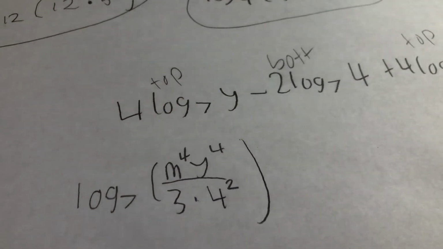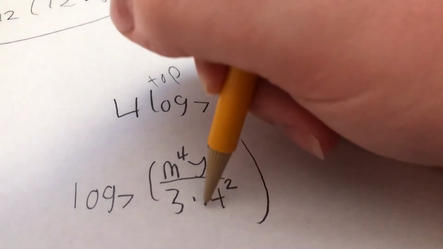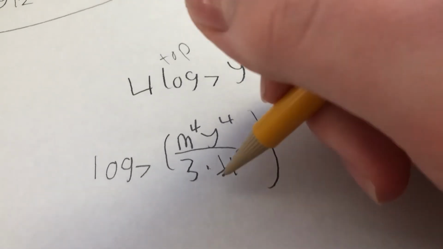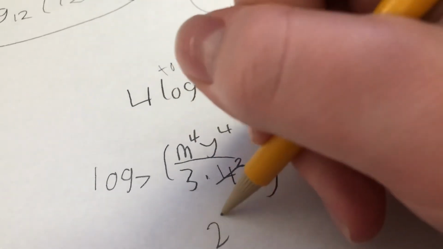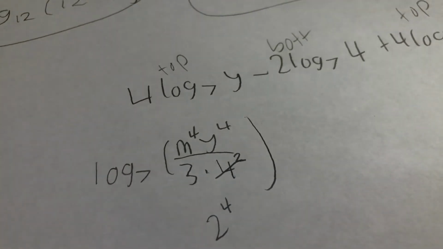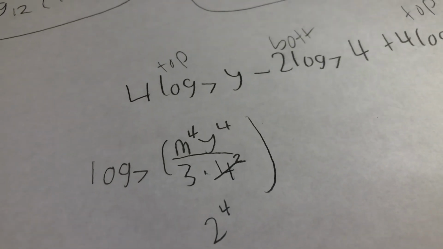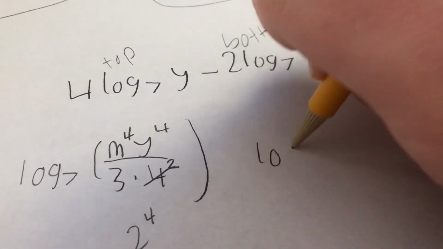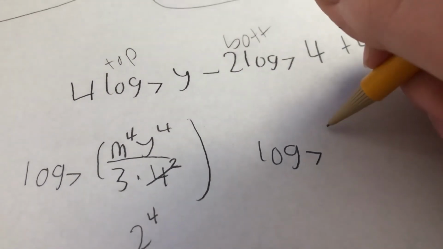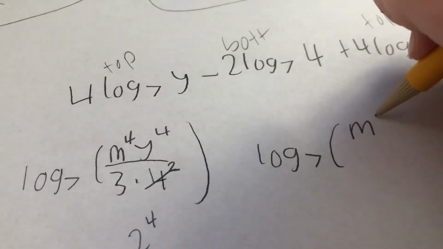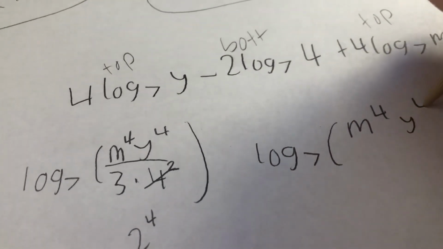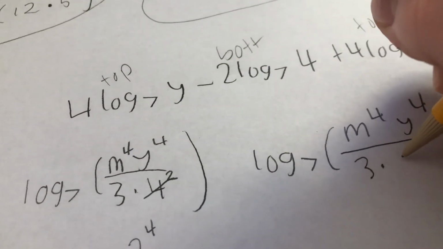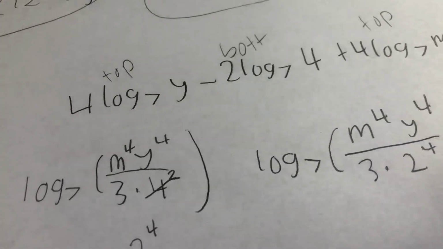Now, this is not our final answer. This is a perfect square. So we're going to take the 4 and do 2 to the 4th, because we want to take 2 times 2 with the exponents. And so we're going to form our final answer, which would be log to the 7th base, parentheses, m to the 4th and y to the 4th, all over 3 times 2 to the 4th.